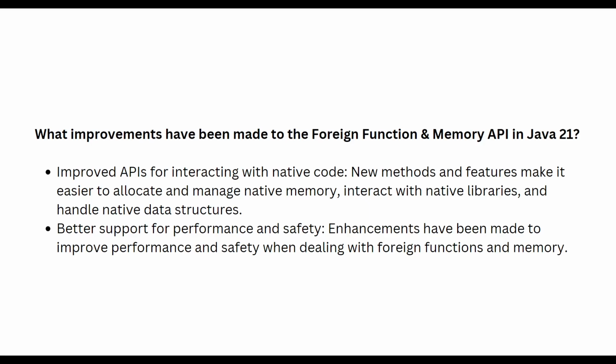So with improved APIs for interacting with native code, we got new methods and features, making it easier to allocate and manage native memory, interact with native libraries, and handle native data structures. And this again makes it easier to move from JNI to the foreign function and memory API. Also, we got better support for performance and safety. So there have been a lot of enhancements which were specifically made to improve performance and safety when dealing with foreign functions and memory API.